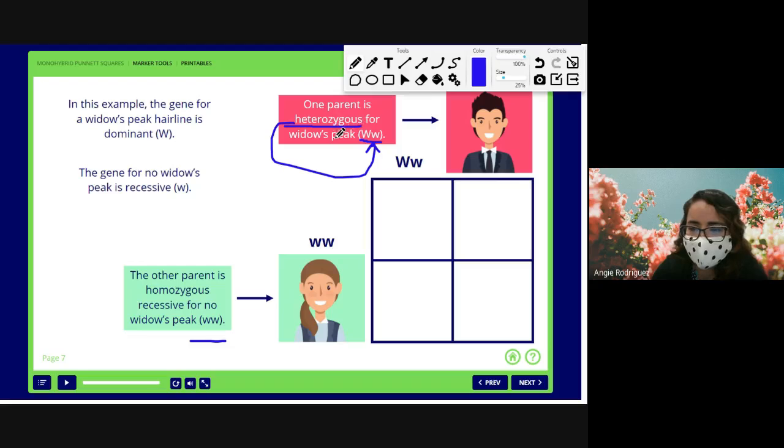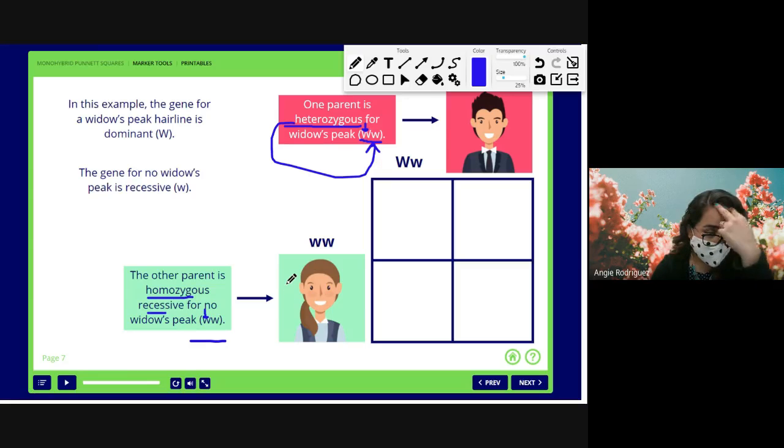So dad is heterozygous for widow's peak, meaning he's going to have that dominant big W that gives him his widow's peak, or the little point that's right here in his forehead. Like me, I don't have widow's peak, right? So I would be like the lady there. I would have two little W's in this case, because she has no widow's peak. And if you're like me, that you don't have a widow's peak here on your forehead, you would be homozygous recessive, like the mom or this lady here. So you would have that recessive gene or letter there that stands for no widow's peak.